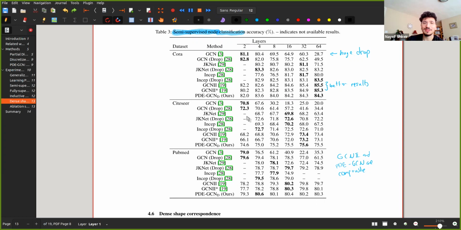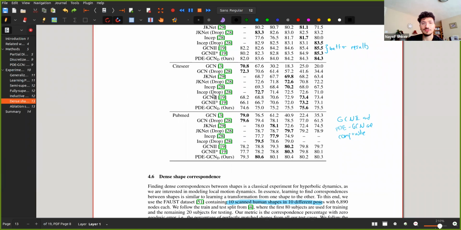But I guess you can also say that GCN II does the same by just adding a small residual connection in your convolutional graph GCN. But it doesn't have this generalizability. So that's the main benefit of PDE GCN above GCN.